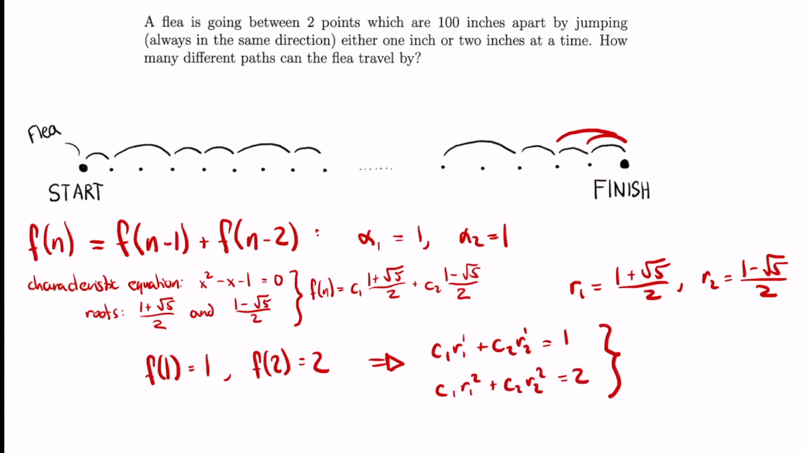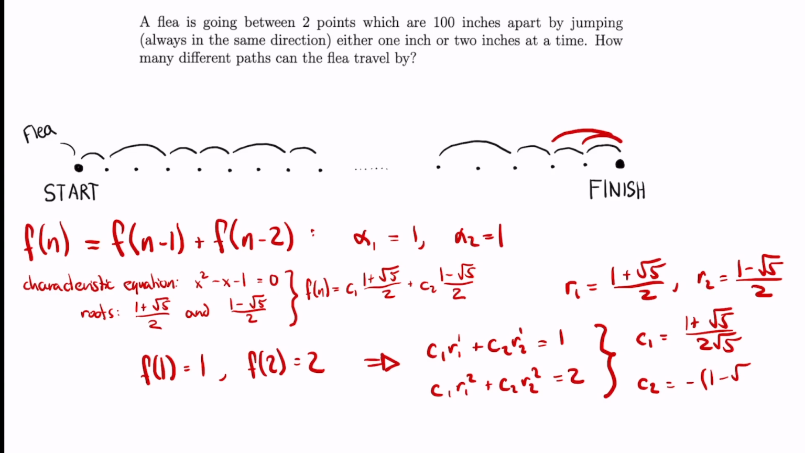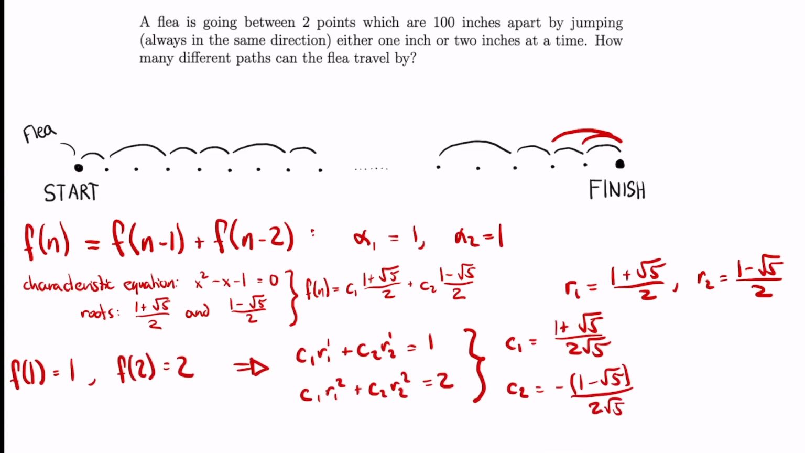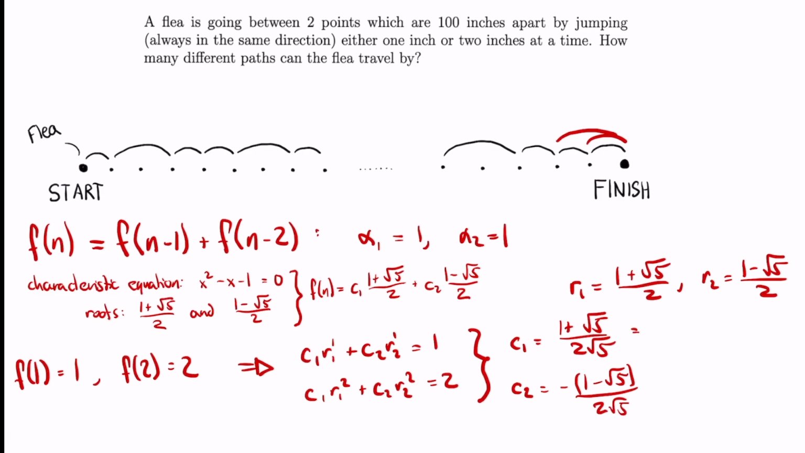Solving for the two constants, we get that c1 is 1 plus the square root of 5 over 2 times the square root of 5, and c2 is negative the square root of 5 minus 1 over 2 times the square root of 5. But we can notice that c1 is just r1 divided by the square root of 5, and c2 is just minus r2 divided by the square root of 5.